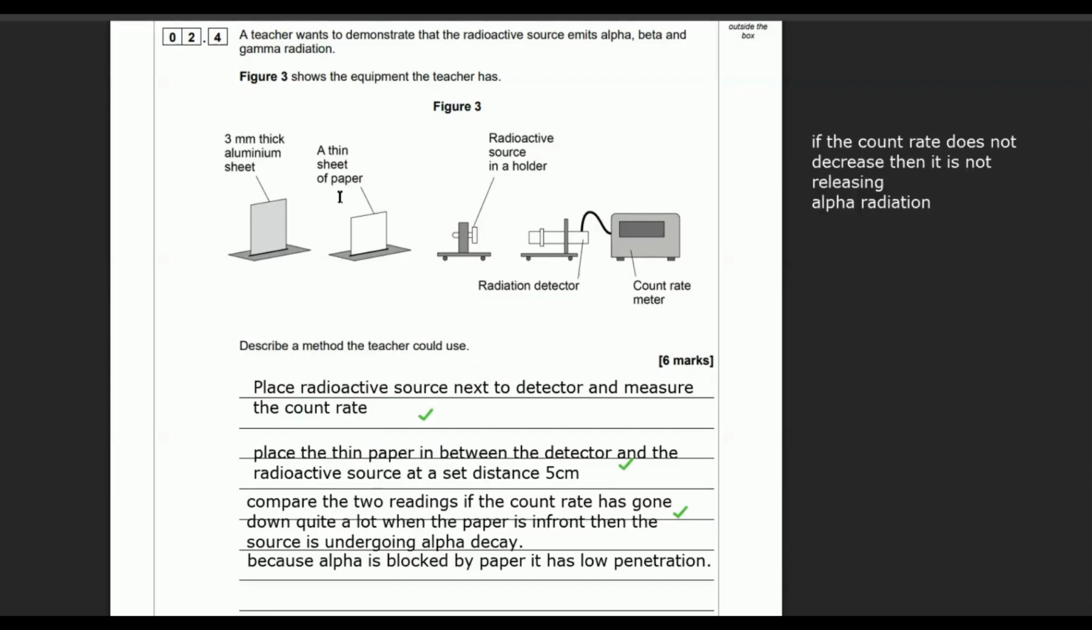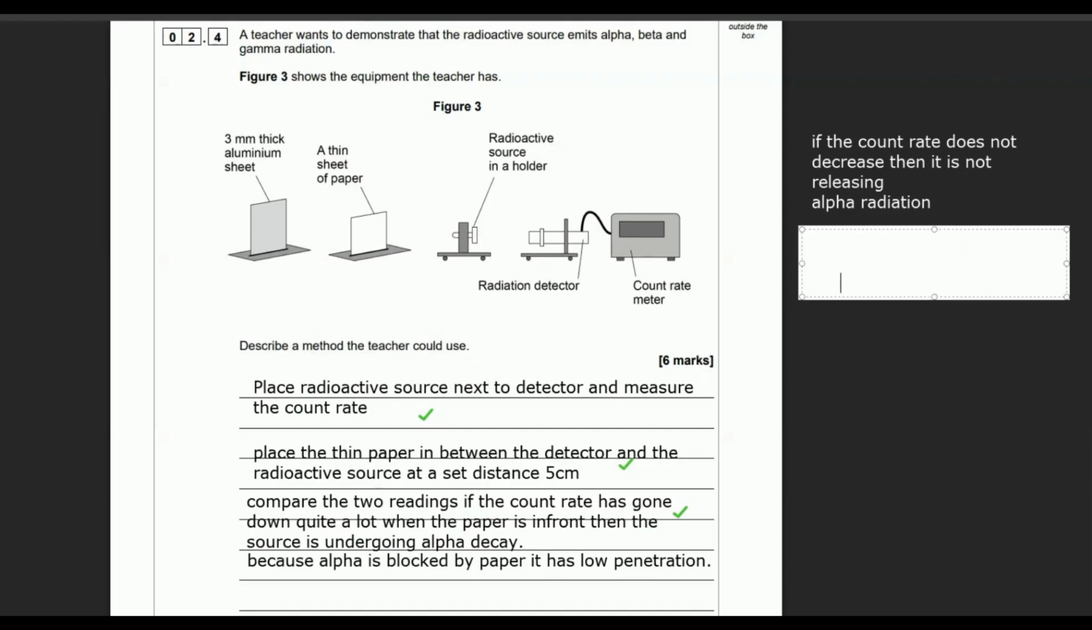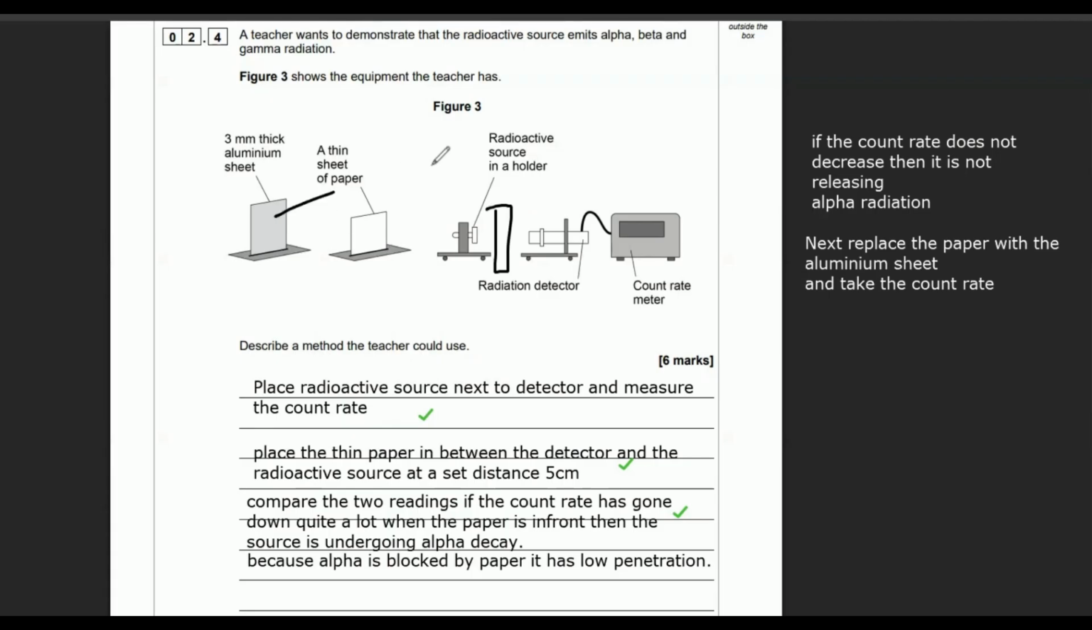Now what I want to do is test if it's giving out beta. So next, replace the paper with the aluminium sheet and take the count rate. So we're taking this and putting it here, and we're going to measure the count rate. Once again, if it started at 1,000 and then drops to 600, we know what type of radiation is being given out. It's going to be beta, because beta can't get through aluminium.